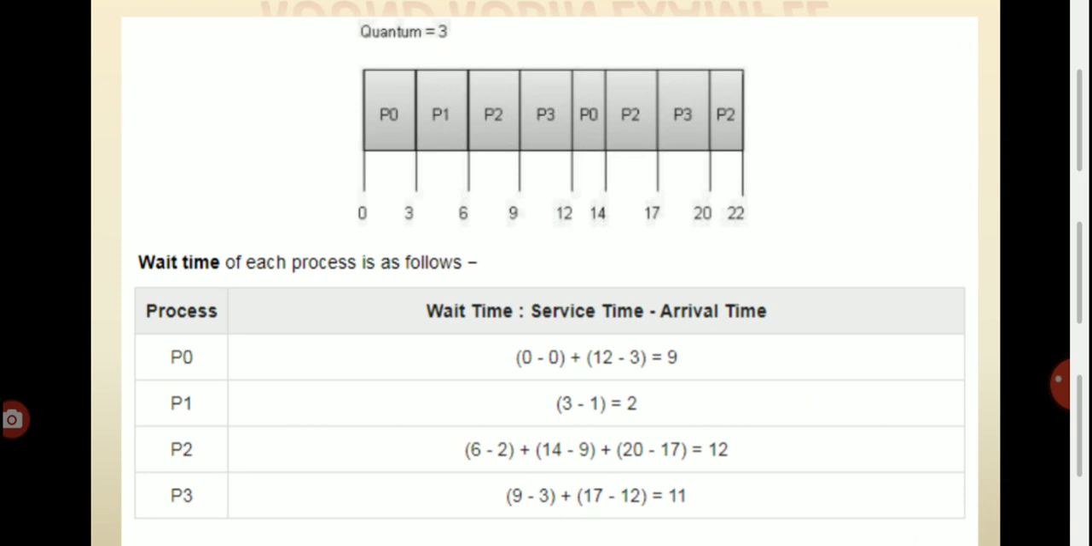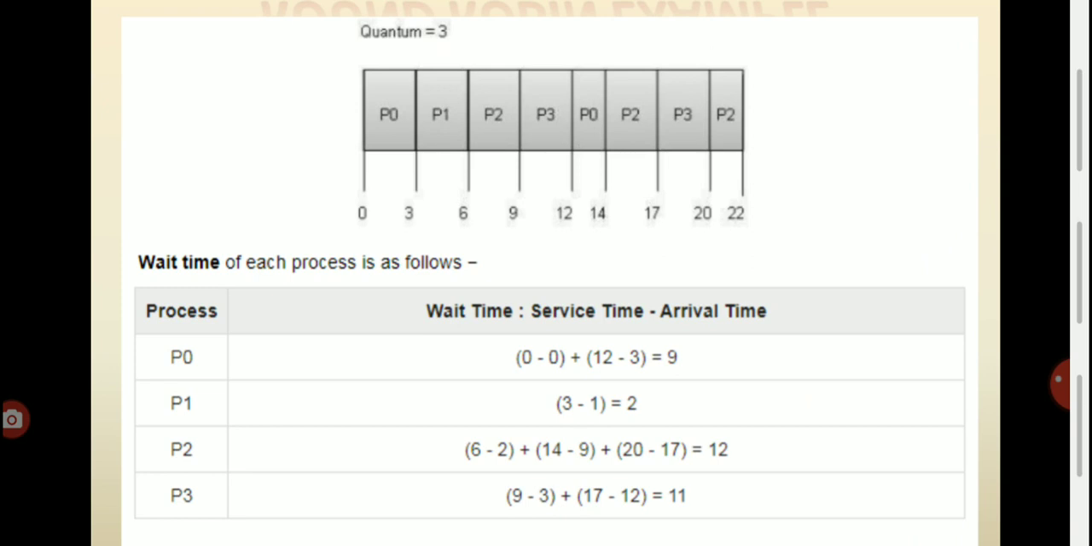The same problem we take: P0, P1, P2, P3. P0 is taken first. The quantum is 3. See the top, quantum is 3. The execution time of P0 is 5, right? So for the first quantum of 3, P0 will be executed, and the next time quantum will be given to P1. That is, for 3 minutes P0 will be given. When the 3 minutes are over, the processor will automatically be allocated to P1.